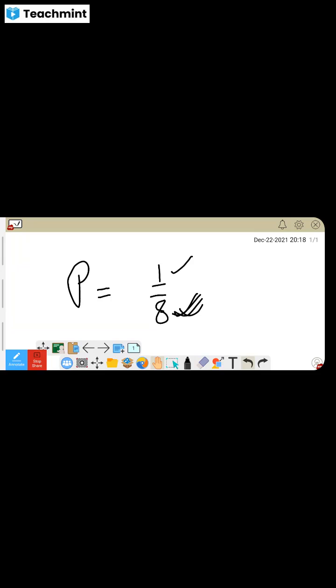Okay, so let us understand how to find probability through a die. When we throw a die, meaning 1 die, 2 dice and more dice together, let us find.